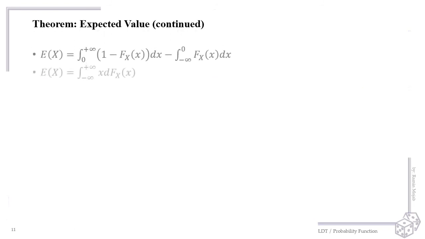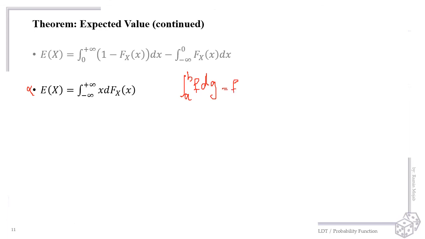We can use this formula and prove this one. In order to prove this, we need the Riemann integral. You might be familiar with this integral. The integral from a to b of f dg equals f of b g of b minus f of a g of a, minus the integral from a to b of g df. And we should use this formula and expand this part and this part.